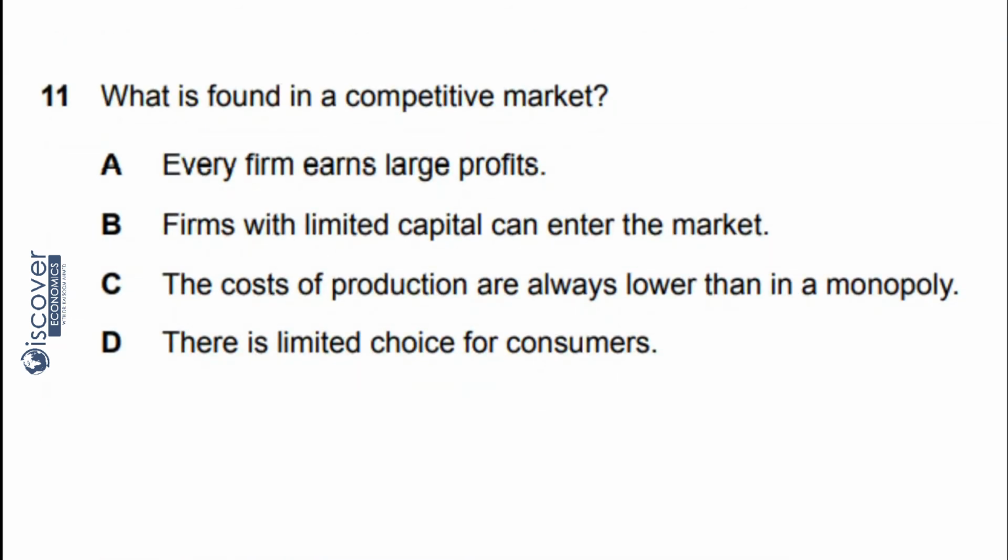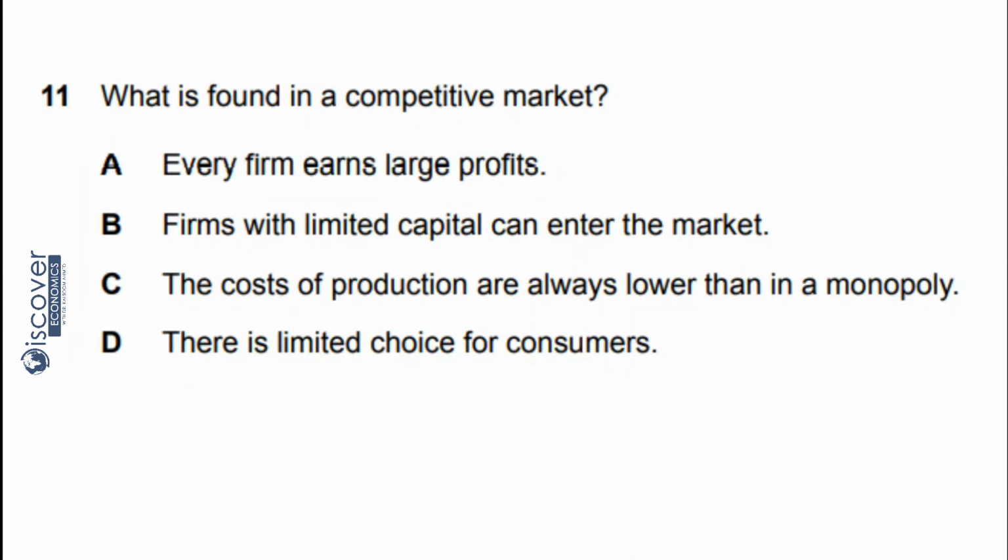Now let's see what is in question number 11. What is found in a competitive market? Now see, in a competitive market anyone can come to the company for their production. No matter they are big investors or they are very small investors, because it is a free competitive market, so you can come. Now let's see what are the options. A. Every firm earns large profits. So this is the matter of firms. You may either earn more profits or less profits. So this is not the answer.